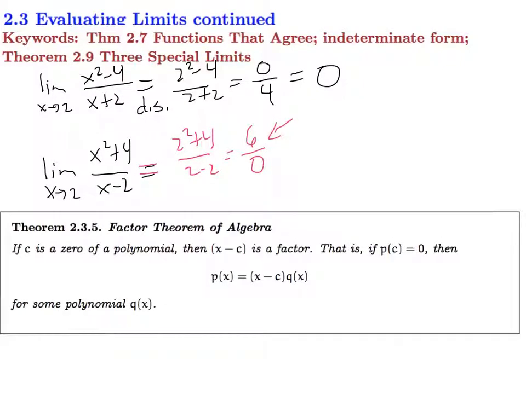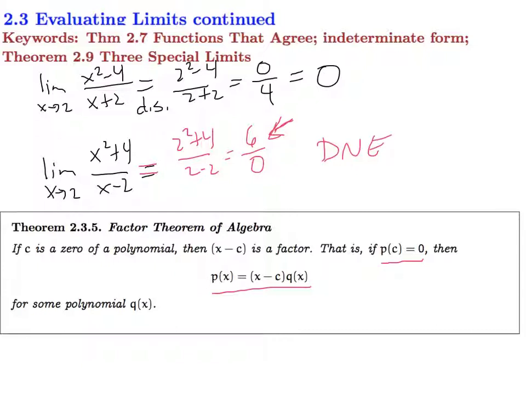In order to factor and cancel, we need to remember the factor theorem of algebra, which said that if you have a 0 of a polynomial, then x minus c is a factor. That is, if you have a polynomial, you put in a number and you get 0, then you can factor it. In this case, since we didn't get 0 in the numerator, we're not going to be able to factor x squared plus 4 to get anything to cancel. We're just out of luck. This limit does not exist, and we'd have to look at the graph or a table.